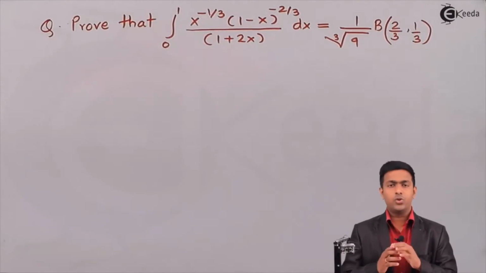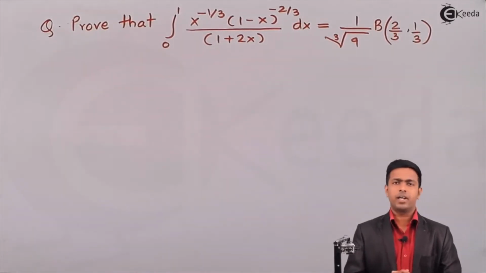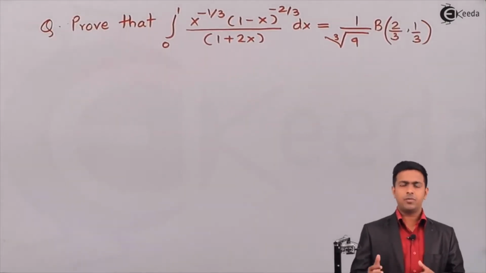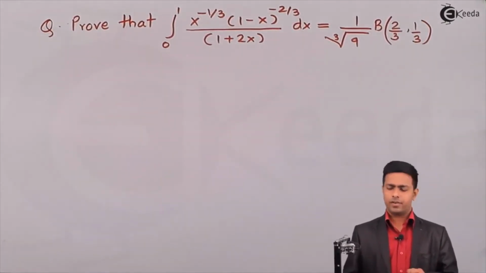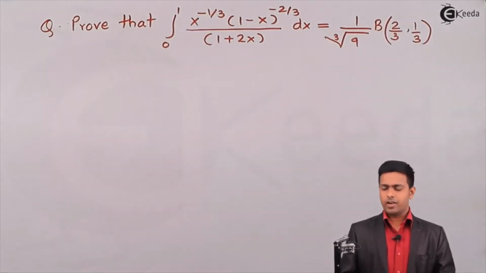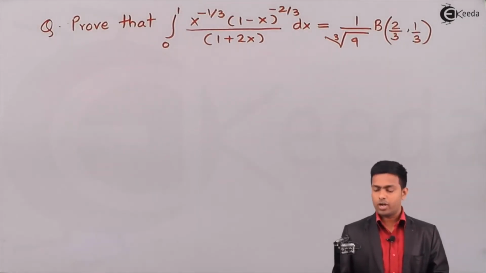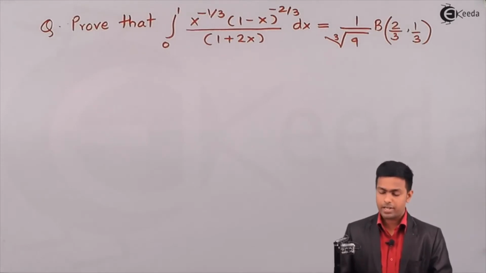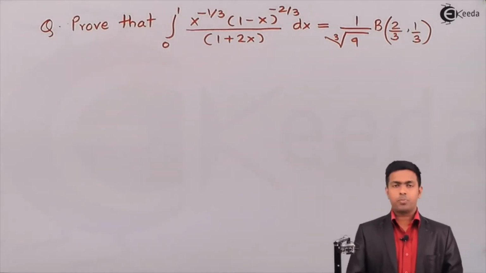We will learn the numerical which is based on beta function. We will solve this numerical by using the definition of beta function and the properties of beta function. For that we have the integration from 0 to 1, and a function is given, and we have to prove that it is equal to 1 upon cube root of 9 beta 2 by 3 comma 1 by 3. Now guys, how to prove this?